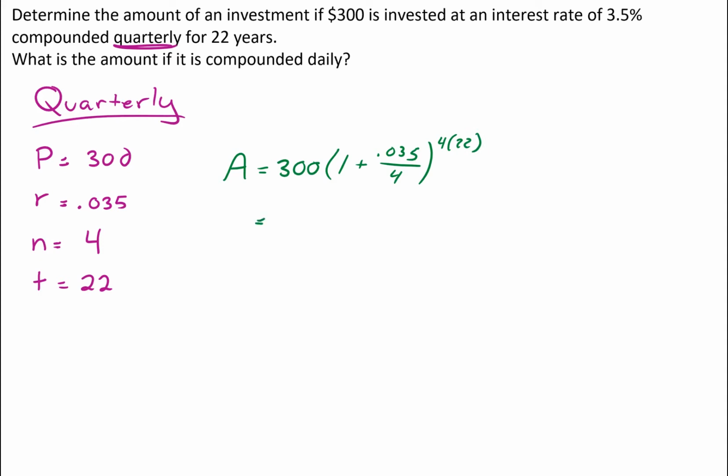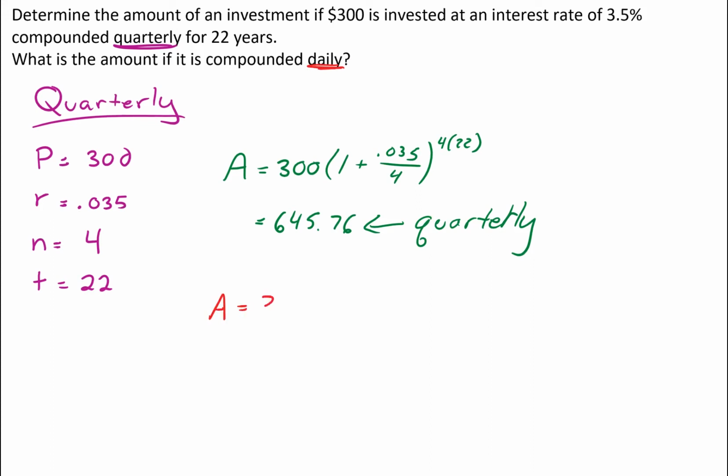Now once again, go to your calculator and plug this in. I encourage you to plug this in before I give you the answer, just to practice using the calculator, making sure you get your exponent correctly typed in to the calculator. But after getting in the calculator, we get that the money has grown to $645.76. That is quarterly.